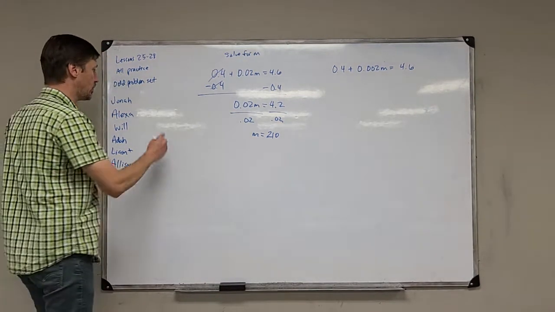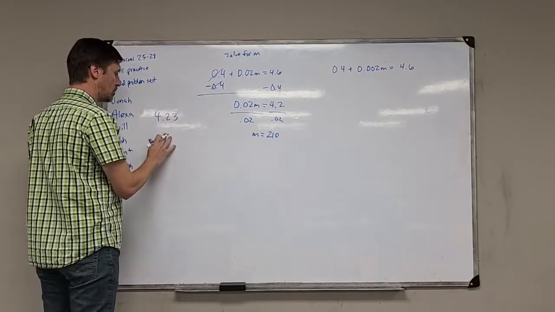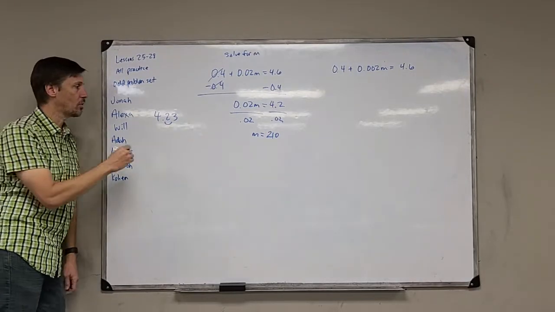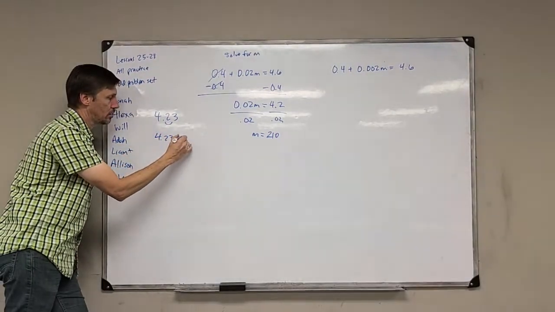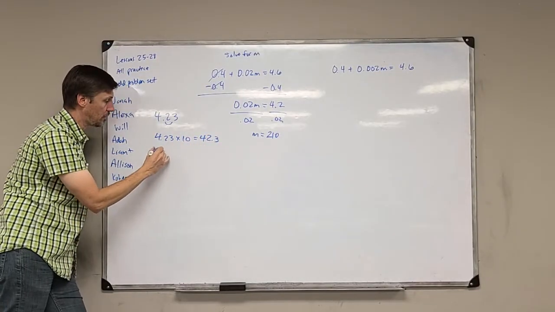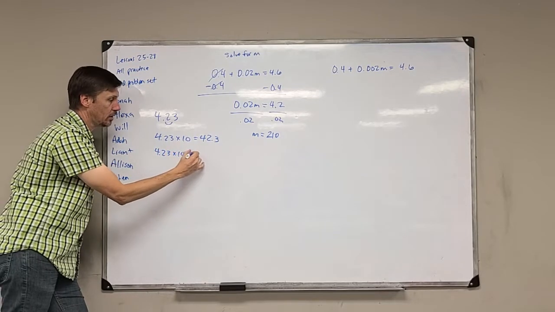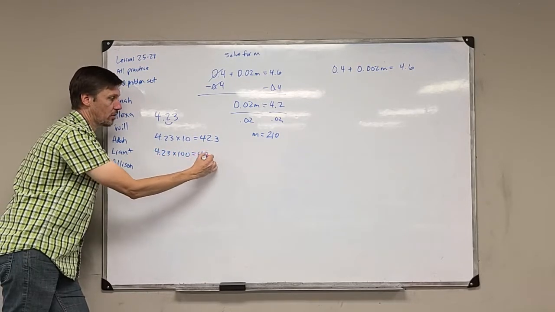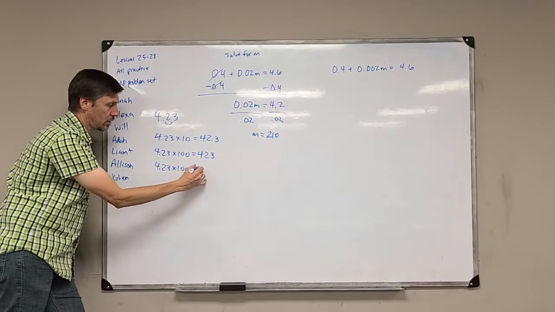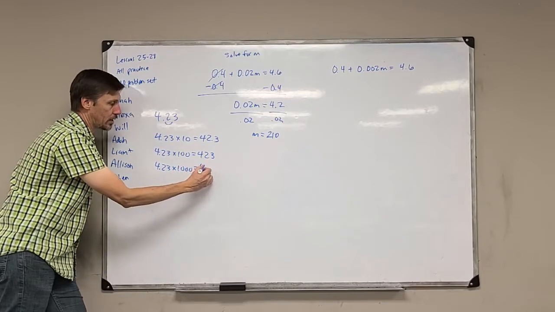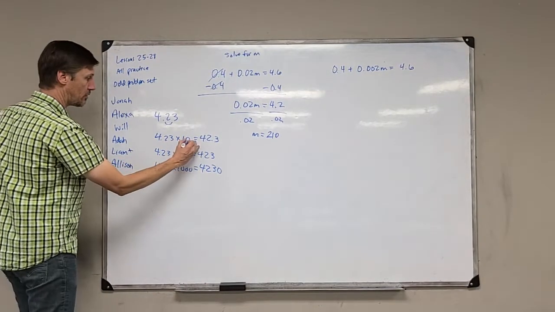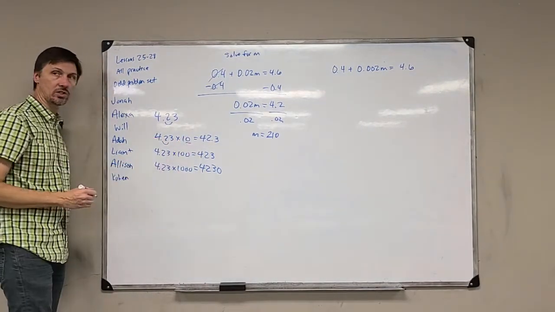Does everybody know that rule that every time you take a decimal and you multiply it times 10, it moves the decimal place one place to the right? So if I multiply 4.23 times 10, then that becomes 42.3. If I multiply 4.23 times 100, that's going to move it 2 places to the right, so I get 423. If I multiply 4.23 times 1,000, that's going to move it 3 places to the right, and I get 4230. You guys seen that trick before?